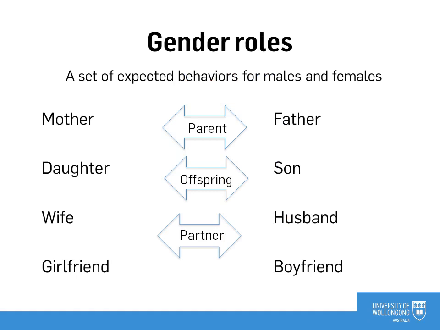Gender roles are a set of expected behaviors for males or females. So again, these gender roles come from being within a particular society and understanding what it means to be a parent, but understanding that a parent who is a mother and a parent who is a father, there are different social expectations for those two roles. And likewise, when you're someone's offspring, there can be different expectations of what it means to be a son or a daughter and to be someone's partner. What it means to be a wife or a husband or a girlfriend or a boyfriend. There are different sets of expectations around these things.